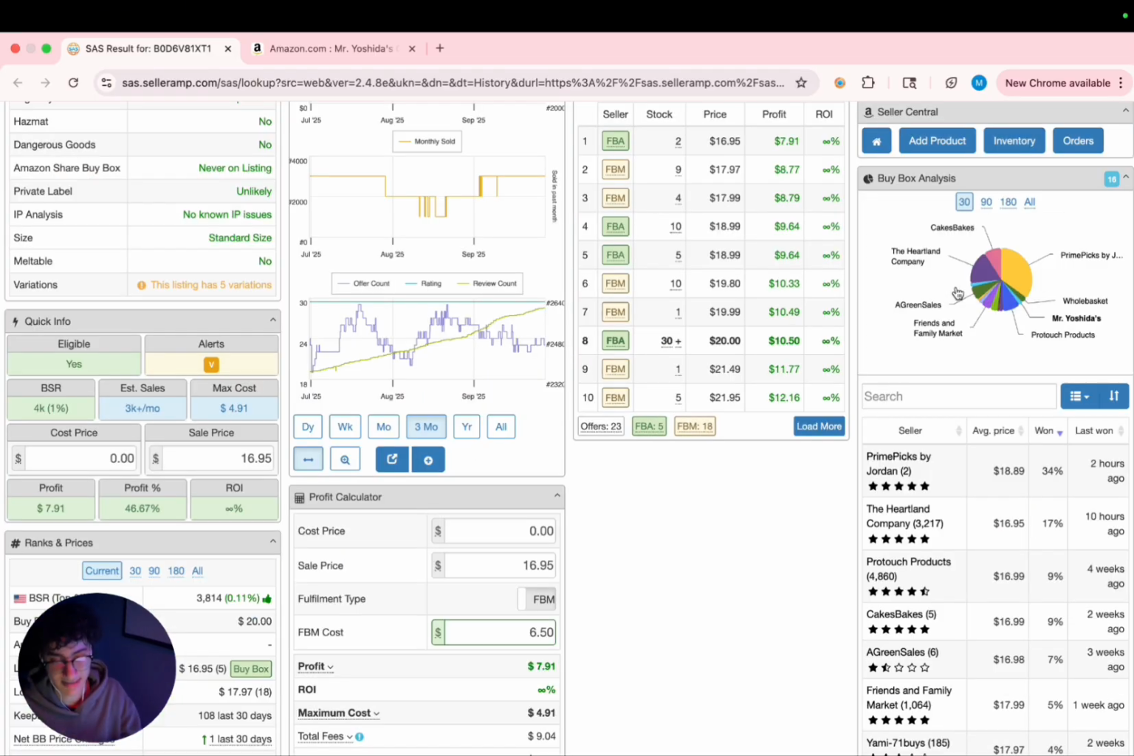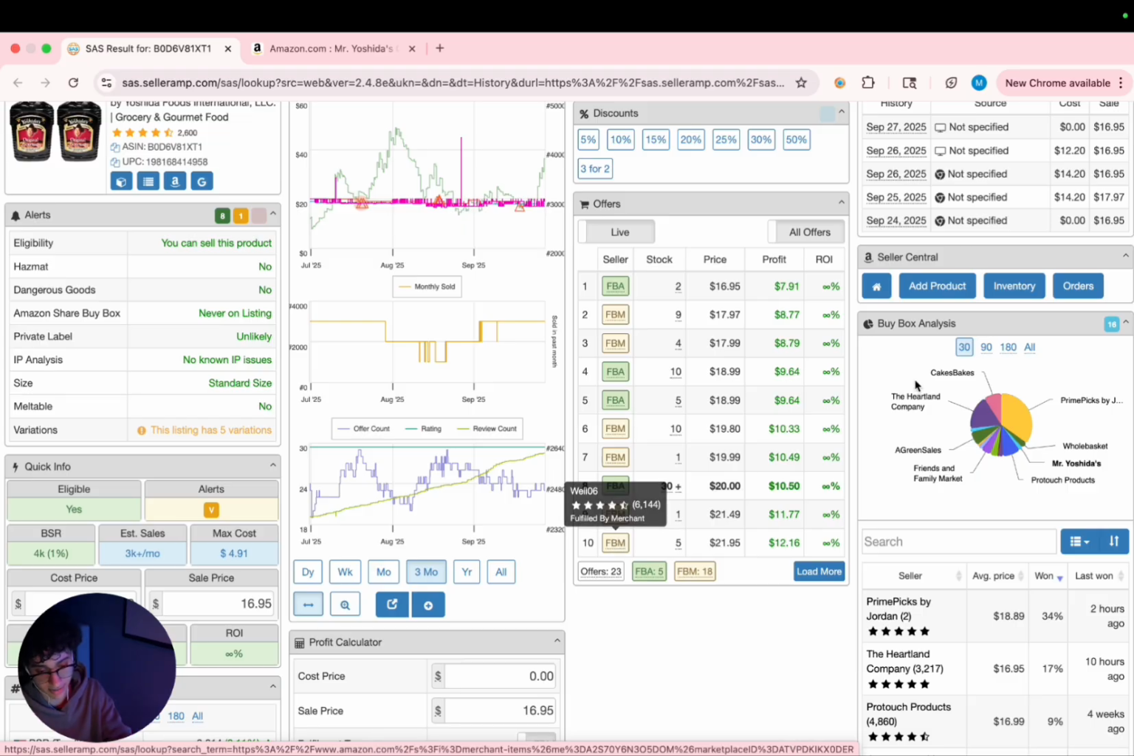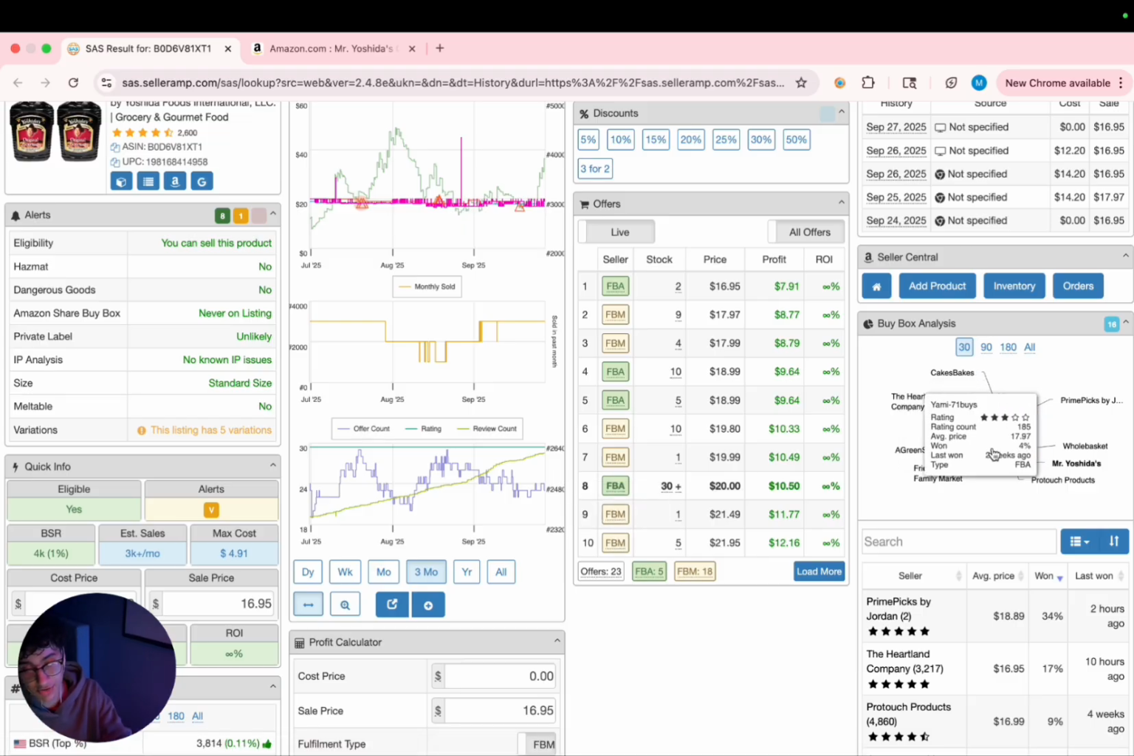Now, the buy box analysis, okay? This is super, super, super important. A lot of beginners miss out on this, okay? And this is why so many of them lose money. The buy box analysis is telling you what percentage of people got a sale on this product. This right here, the offer count, is just telling you who is selling the product. The buy box analysis is telling you who's actually got sales selling the product, okay?